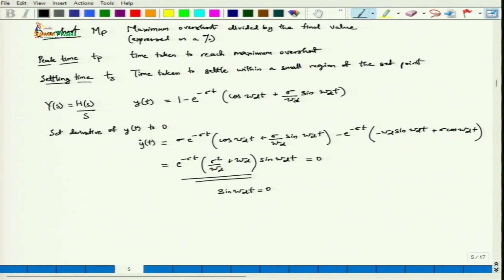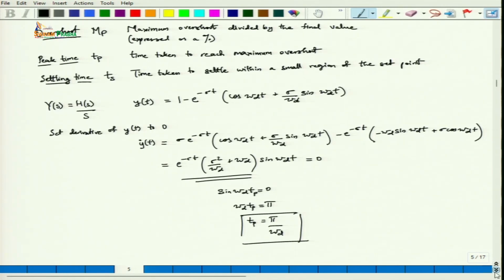And we can substitute instead of t to be Tp, that is our peak time, because that is the time when we get the maximum overshoot. So, sine equal to 0 implies the first time when sine will be equal to 0 is when omega d Tp is equal to pi. So basically we get Tp is pi by omega d. This is our expression for the peak time, that is where the maximum overshoot occurs.